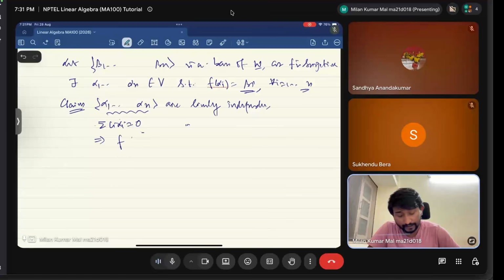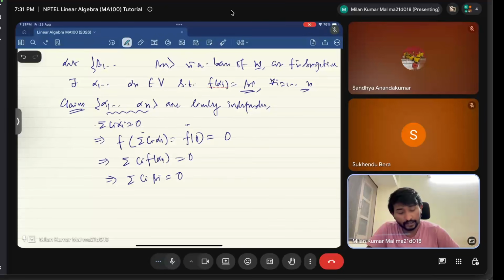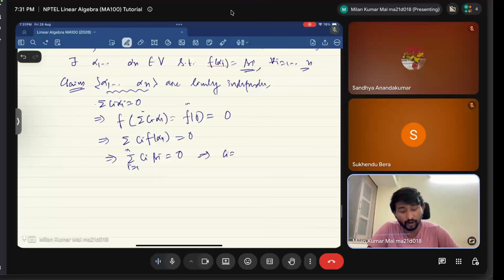But we can get that the summation of Ci alpha I equals f of 0. F being a linear transformation, this is 0. Now f being a linear map, we can write the summation of Ci f of alpha I equals 0. But we know that f of alpha I is nothing but beta I. And this is 0, I equals 1 to n. But as beta 1 to beta n form a basis, we can get that all the C1, C2, all of these have to be 0.